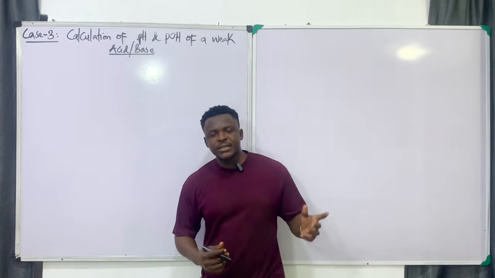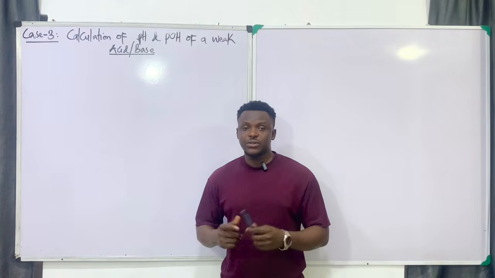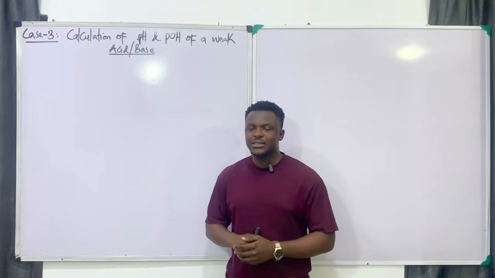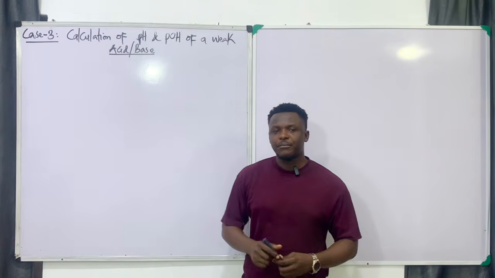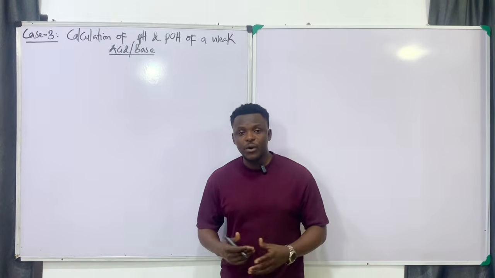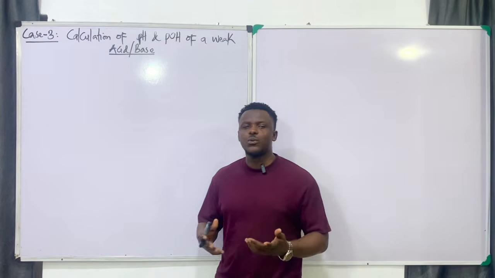This is case 3. Now in the previous two cases, we've solved for pH when H plus concentration and OH concentration were given. We also solved that when a strong acid is given. Now in this particular section, we want to talk about how to calculate pH and pOH of a weak acid or a weak base. First and foremost, what is a weak acid?